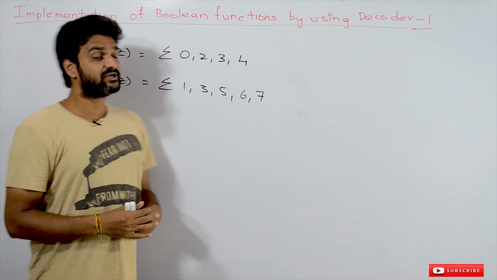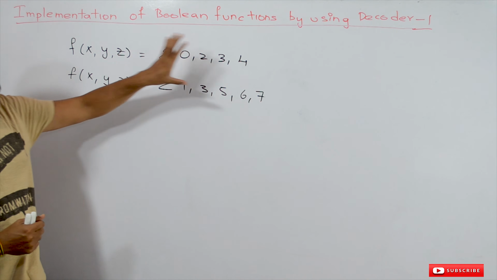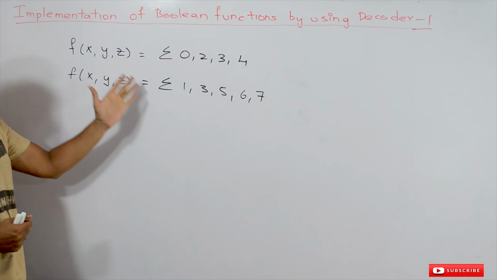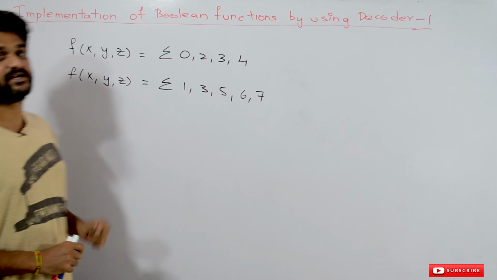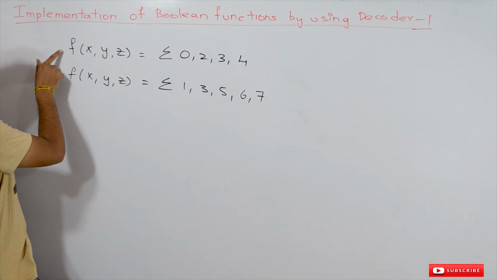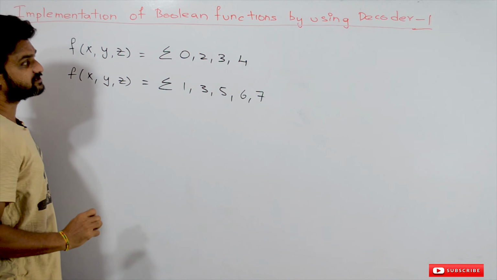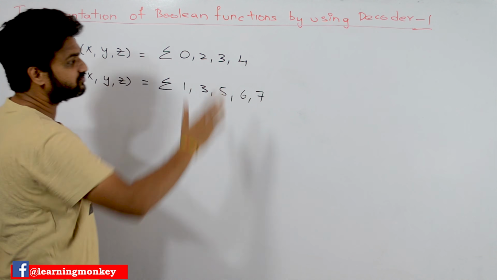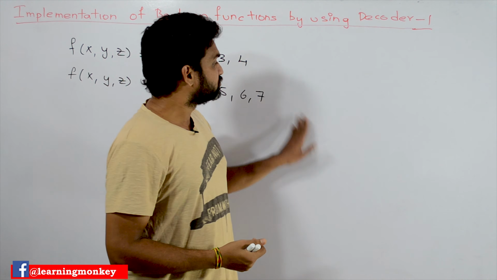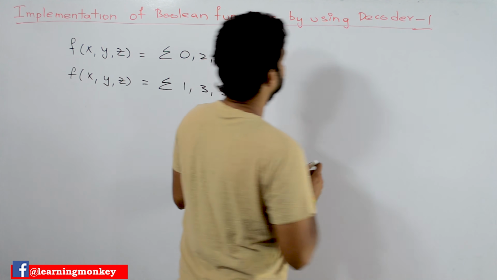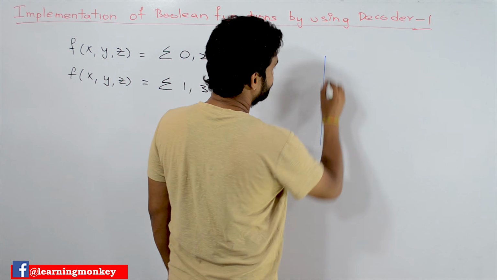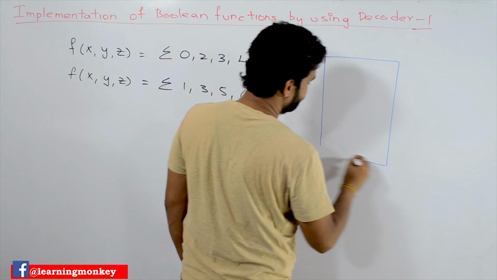In this class, we will try to implement these functions on the decoder. Can these functions be implemented on decoders? Yes, they can, and these two functions are 3 variable functions. So in order to implement these functions, we will take a 3 by 8 decoder. So let's take a 3 by 8 decoder.